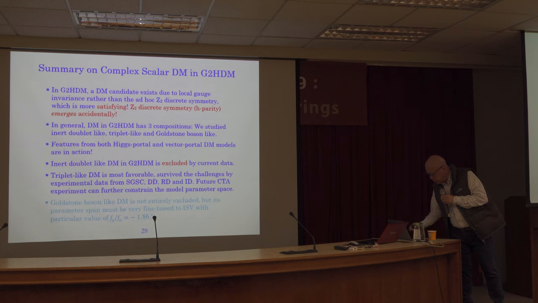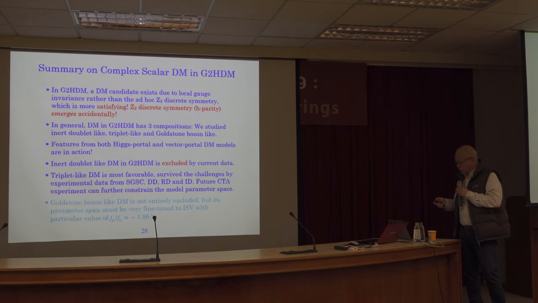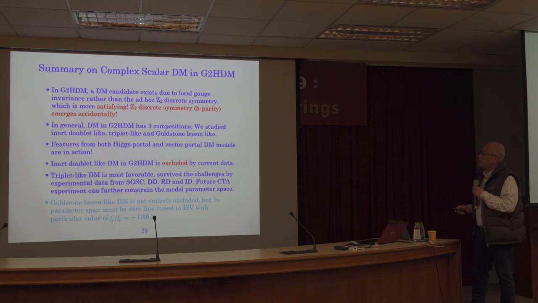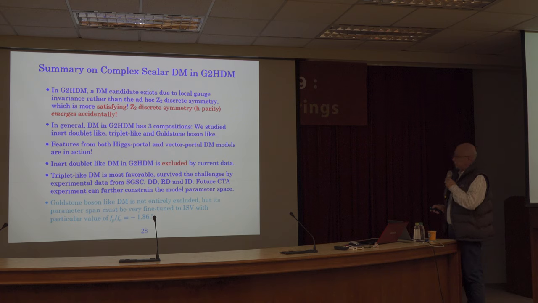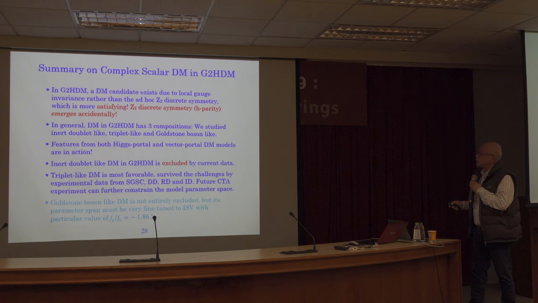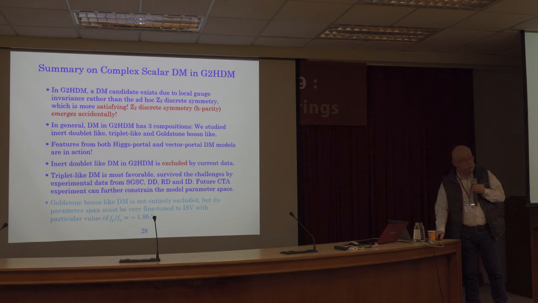All right, so let me summarize the last part. I tried to convince you that in this model, a dark matter candidate exists due to local gauge invariance rather than an imposed Z2 symmetry. To me, this is more satisfactory, and the Z2 symmetry emerges accidentally. I have analyzed three possible cases: the triplet, the inert doublet, and the singlet. I don't have time to show that. Only the triplet can survive all the data. So I will stop here and take questions.